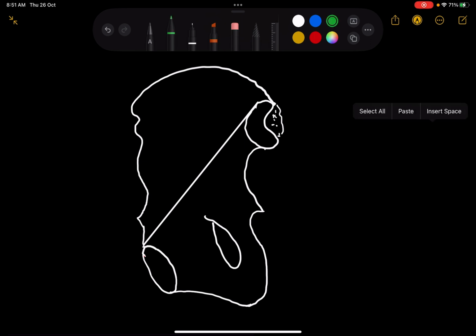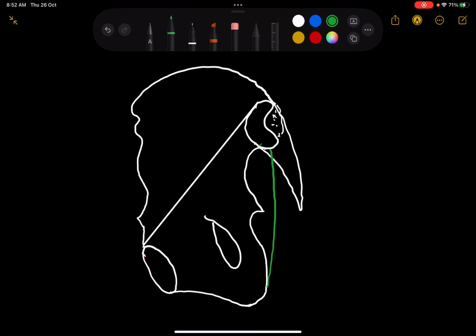Then let us draw the sacrum. Then let us put the sacrotuberous ligament from the sacrum to the ischial tuberosity, and the sacrospinous ligament from the sacrum to the ischial spine. Then let us put the obturator membrane here.